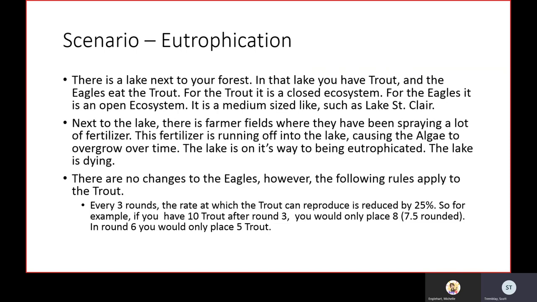So for example, if you had 10 trout after round three, you'd only place 8 pieces because we've got to take out 25%, right? So it's only seven and a half. We're going to round it up to 8. Oh yeah, never mind. Yeah, there we go. But don't worry, we have the math all done up at the top of the screen for the slides when it starts happening. So it should be fairly straightforward for you to see what happens.